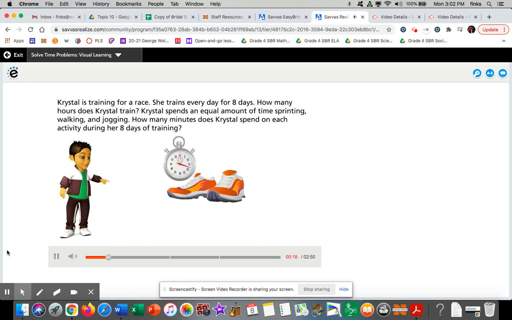Crystal is training for a race. She trains every day for 8 days. How many hours does Crystal train? Crystal spends an equal amount of time sprinting, walking, and jogging. How many minutes does Crystal spend on each activity during her 8 days of training?